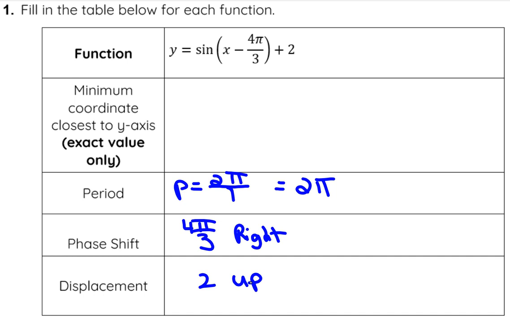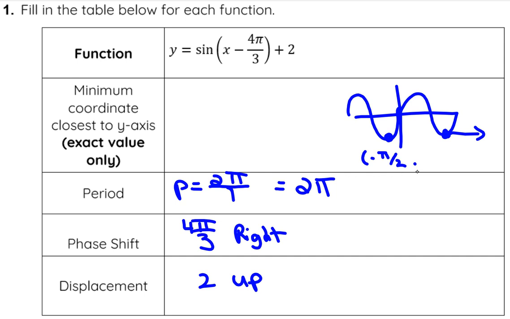Okay, let's talk about our minimum coordinate closest to the y-axis. So let me sketch out the sine graph. So here's sine. Looking at that, I am moving it to the right. So I could go with this one, but if I move it to the right, I'm moving it further away. So I'm actually going to go with this one here. And that coordinate is at negative pi over 2 and negative 1.